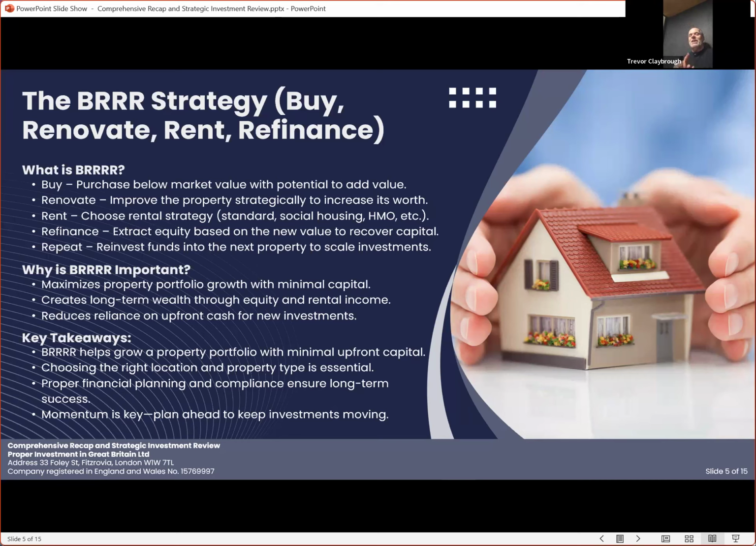So the BRRRR: buy, renovate, we're renting out to get the cash flow, and because we've created a property with a higher value, we can refinance at the end. That means we can go back to the bank and say, based on our higher value, can we borrow based on that high value? And in a lot of cases, we can get most of our money out. Generally, we're talking about leaving in the deal on a typical BRRRR something like 20 or 15% of the deal.